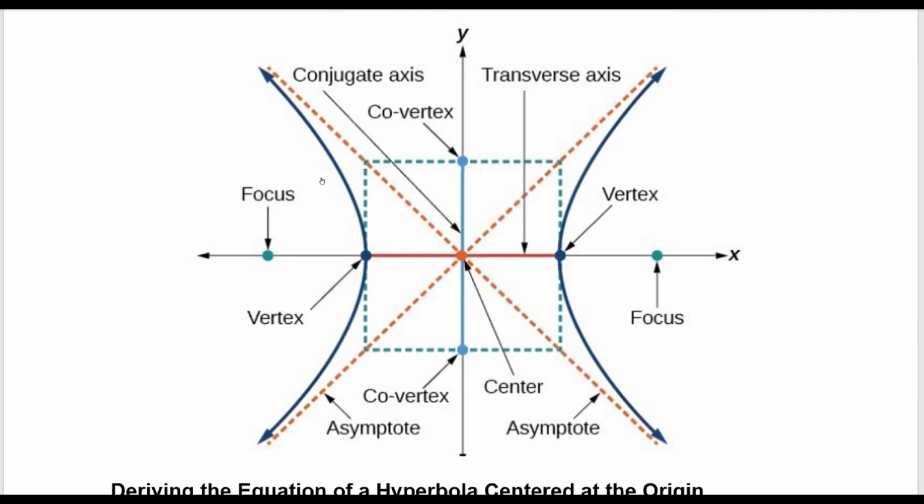So here's a better graph of it. You get your curves. You have your vertex, vertex, co-vertex, co-vertex. So you get that rectangle. This looks more like a square, but squares are rectangles, but not all rectangles are squares. And those diagonals of that central rectangle would be the asymptotes that these curves approach. And notice on the transverse axis, if you extend it out, you get the foci.